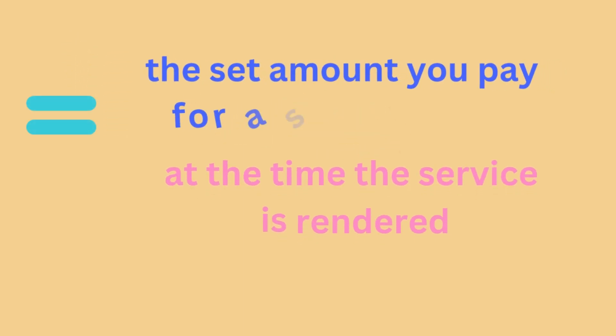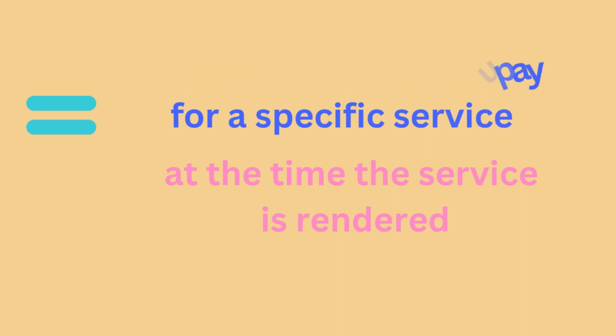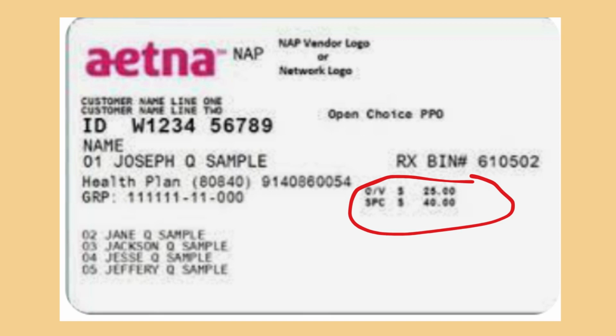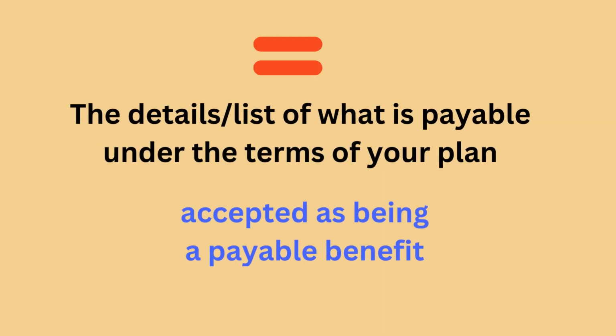Co-pays are one of the three parts of a share of cost, along with the co-insurance we've just seen. But it is a specific set amount that you pay at the time the service is rendered and for that specific service, usually an office visit or an ER visit. The coverage is basically the list of every benefit, the list of what is payable under the terms of your plan.